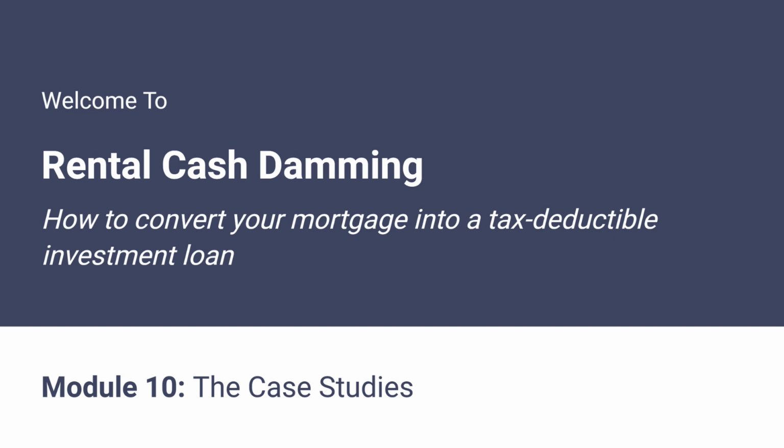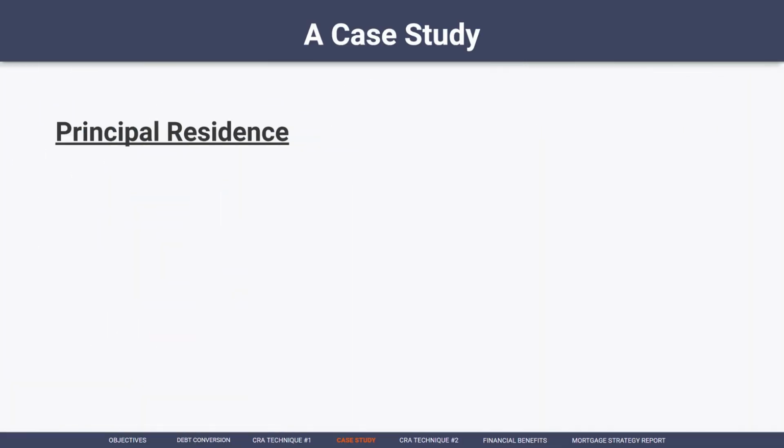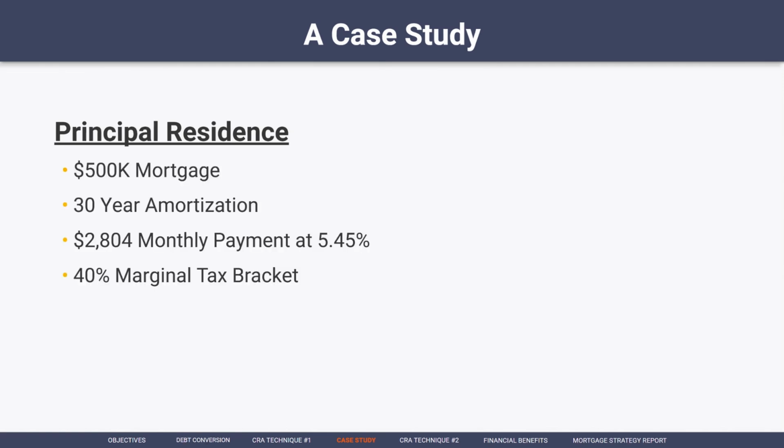It's time to dig into the case studies and see how the numbers play out. In this scenario, the homeowner has a $500,000 mortgage on their principal residence. They use the mortgage to buy the home, so they're not currently getting any tax benefits on the debt. They're on a 30-year amortization at 5.45%, which means their monthly mortgage payment is $2,804. Their marginal tax bracket is 40%, which means that for any debt they convert to a tax-deductible investment loan, they'll end up getting 40% of the interest back every year at tax time.